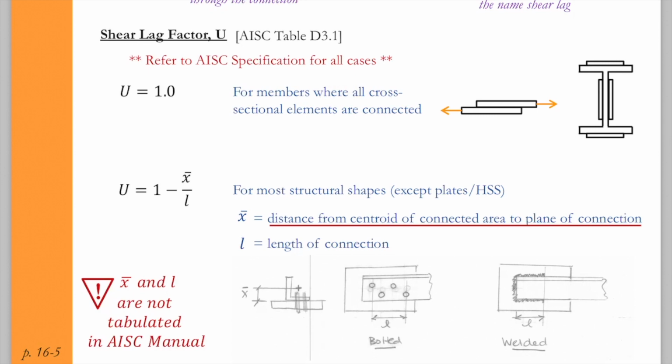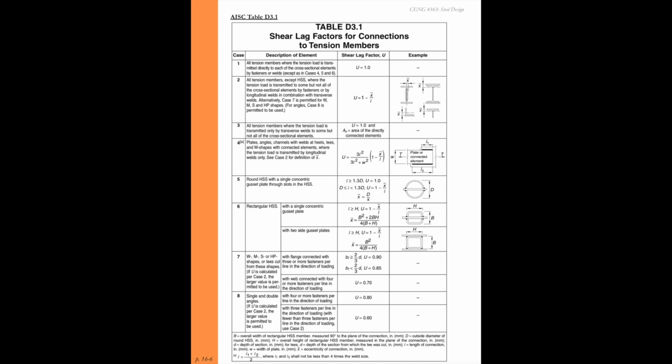Case 2 is 1 minus x-bar over L, where x-bar here is the distance from the centroid of the connected area to the plane of the connection. We'll go into more detail about this on the next page, but I really want to warn you that x-bar and L are not tabulated in the manual. You'll go to Part 1 and you'll see values for x-bar, but this is not the x-bar that's referred to in this equation, 1 minus x-bar over L. So just a word of caution, you have to come up with x-bar here on your own.